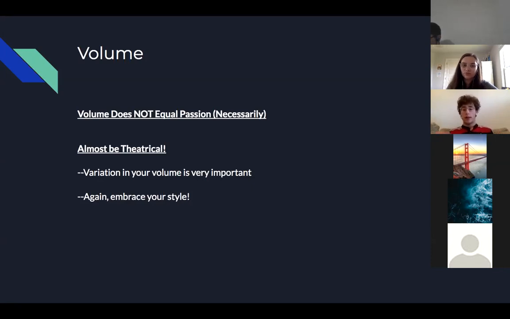As opposed to if you're just speaking passionately throughout the entire speech, it's going to become abrasive to the judge. They're going to stop paying attention, and they're not going to take into account the things that you're trying to be passionate about, because you're passionate about everything.